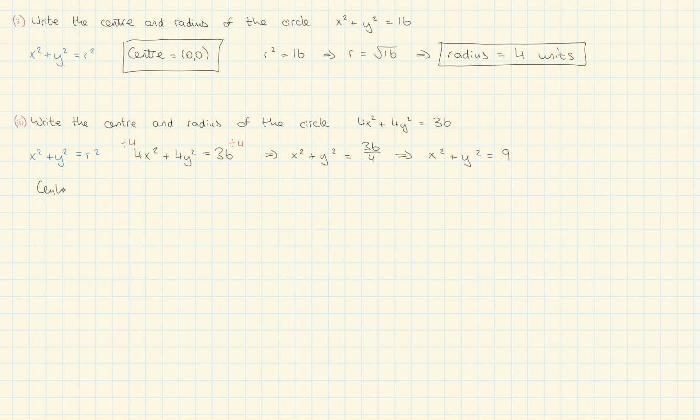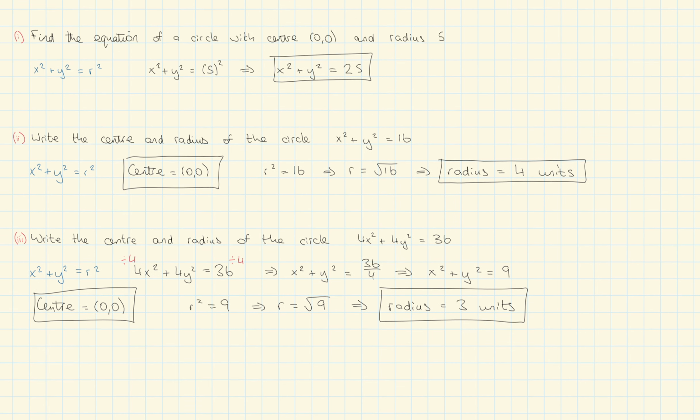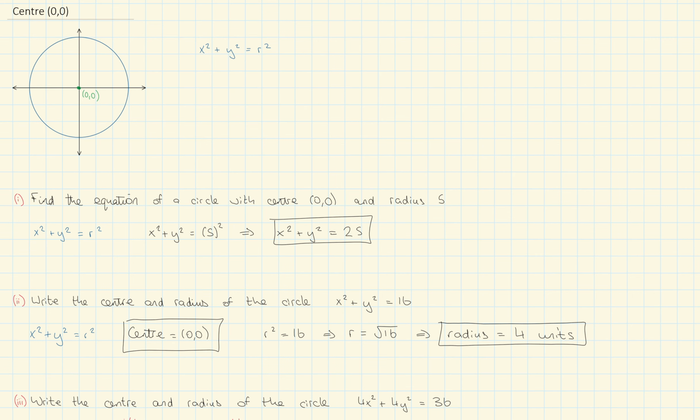So my center, we knew from the start anyway, the center was 0, 0. And then my radius, r squared is equal to 9, or r equals root 9. So my radius is 3 units. Okay, so there's some examples of how we deal with a circle with center 0, 0.